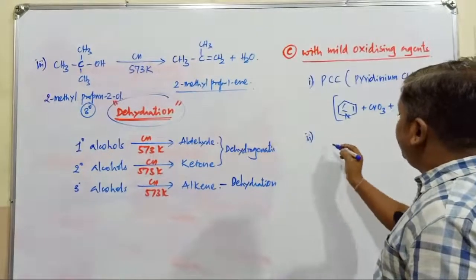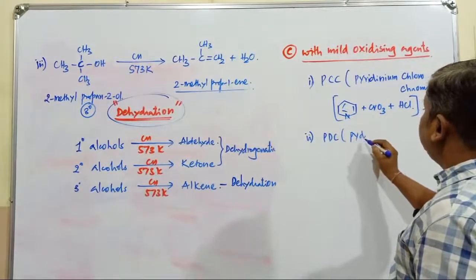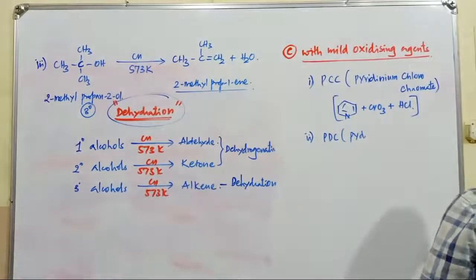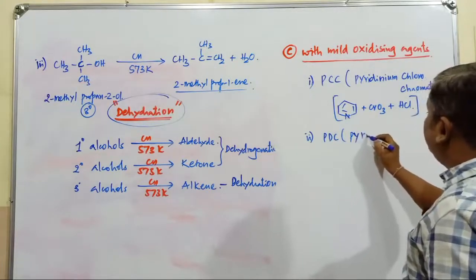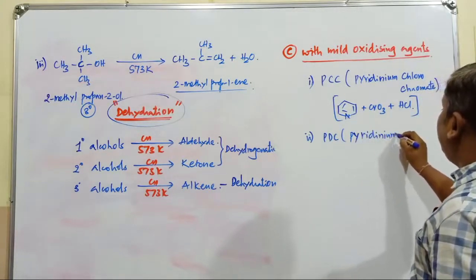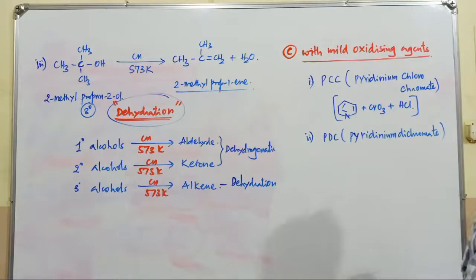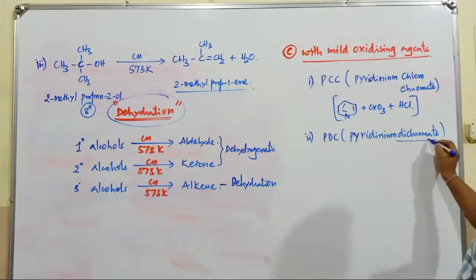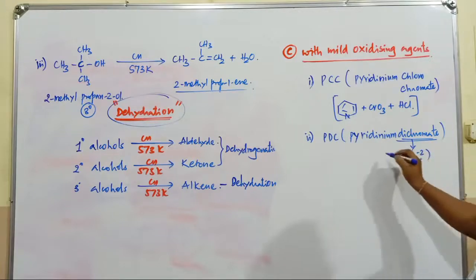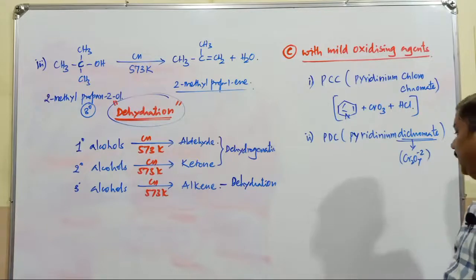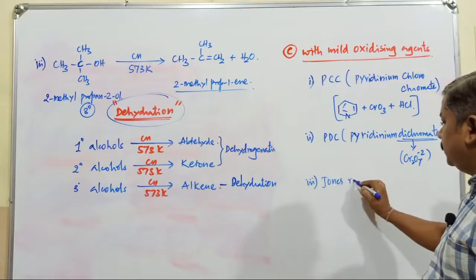Second one is PDC. PDC refers to pyridinium dichromate. Pyridine along with what? Dichromate. Dichromate refers to Cr2O7 2-. Pyridine along with dichromate is called pyridinium dichromate. Next one is going to be Jones reagent.